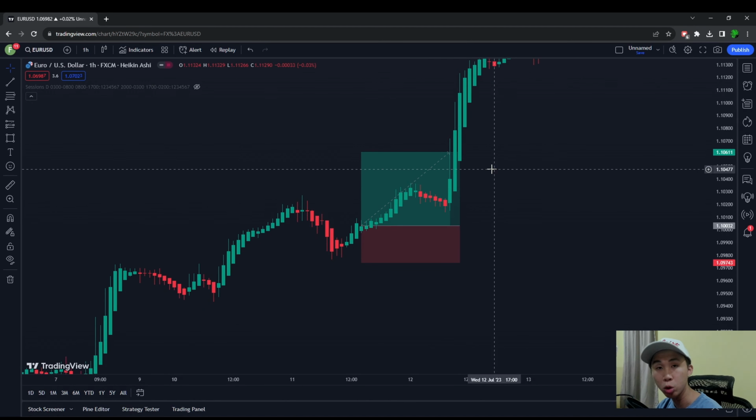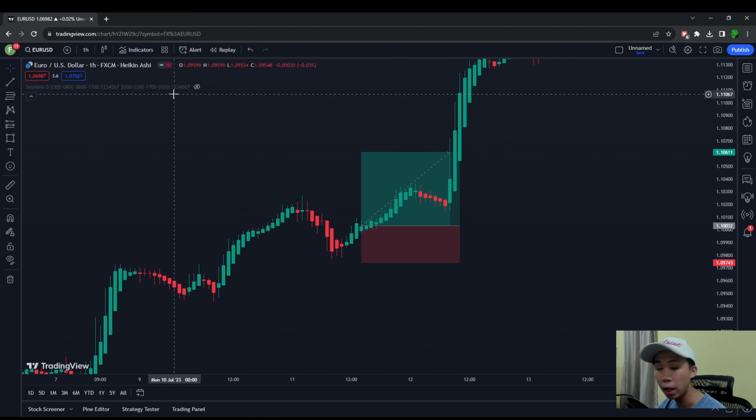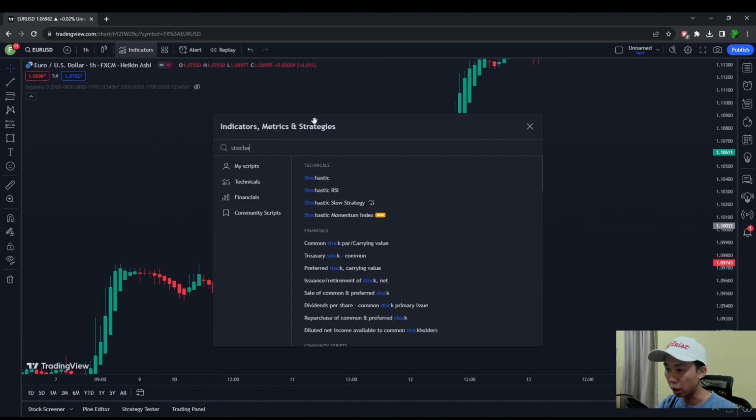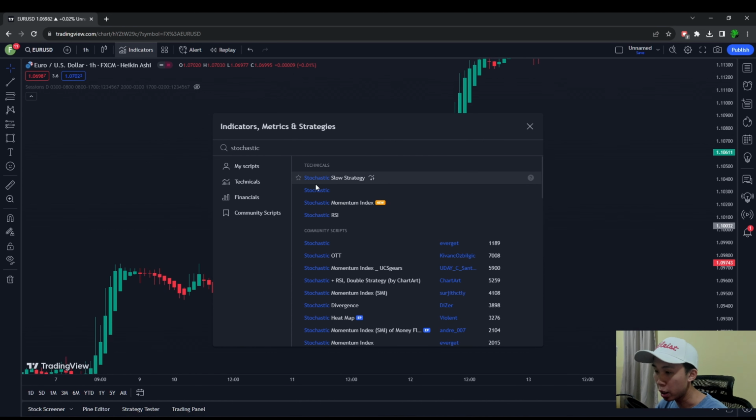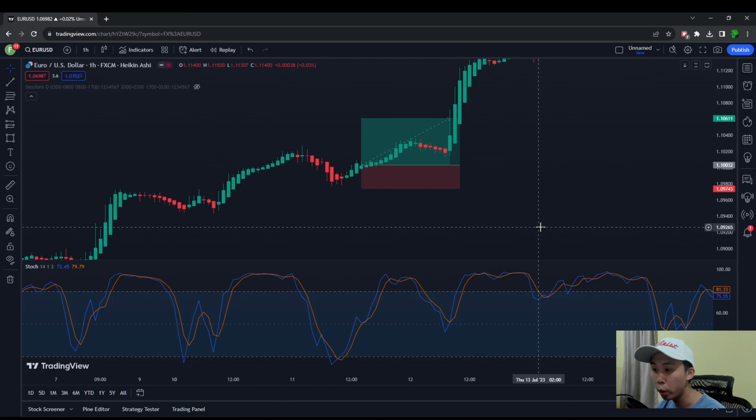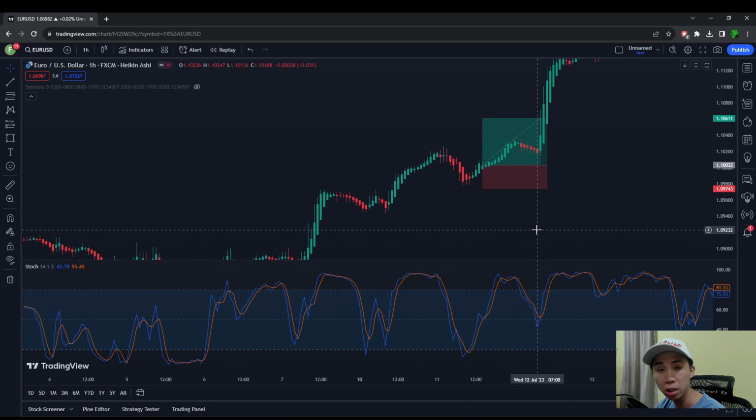Remember, when it comes to trading forex, we can't just simply rely on one confluence. So how are we going to increase the probability of a trade working out when using the Heiken Ashi? What I can suggest is use an indicator to help you with a confirmation. So what I'm going to teach you is go to indicators, under technicals, stochastic. I'm not going to go too deep about stochastic because this would be another topic.